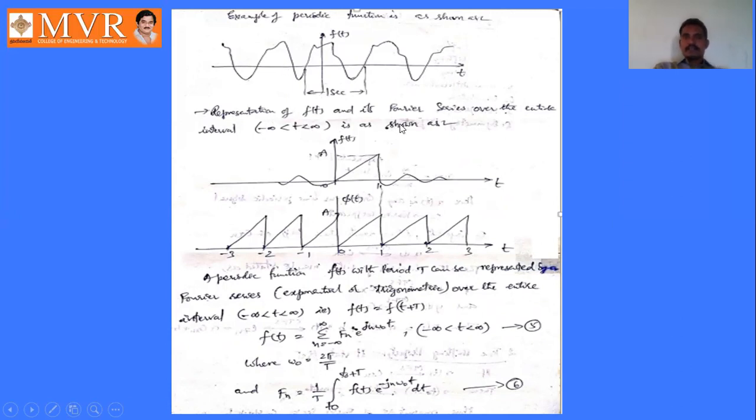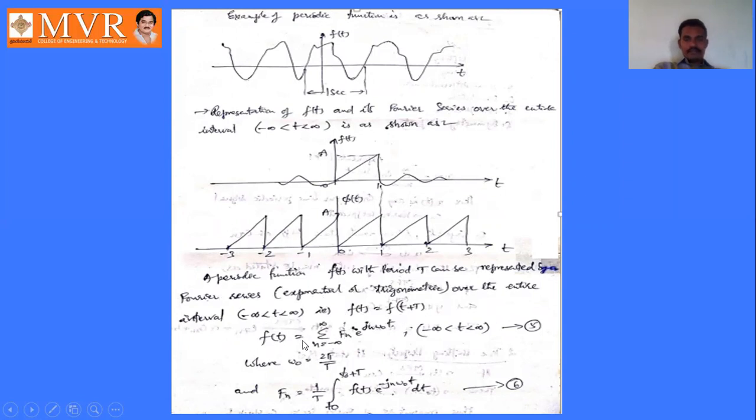Representation of f of t and its Fourier series over the entire interval minus infinity to infinity is as shown. Its Fourier series is represented like this. So this is the given periodic signal. Its Fourier series is represented like this, with amplitude capital A. So it is nothing but f of t equal to e power minus t like that. Okay, so this is a periodic function f of t with period T, which can be represented by a Fourier series in exponential or trigonometric form over the entire interval minus infinity to infinity. That is, it has to satisfy the condition f of t equal to f of t plus T.